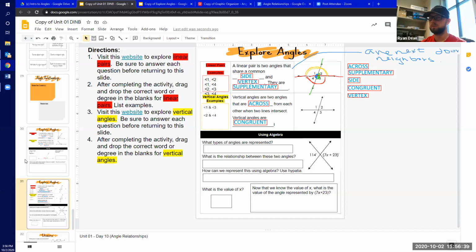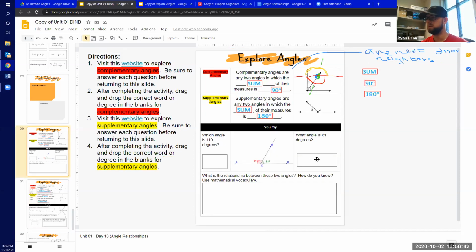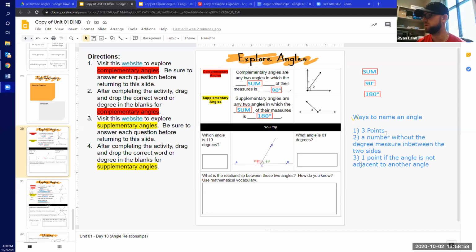All right, so before we get into the math, we're going to come back over here to some easier examples. These right here are more so just naming. Okay, so if it says which angle is 119 degrees, that wants you to name the actual angle itself. Remember with naming angles, there's 3 different ways to do it, and those 3 ways are right here. We do 3 points that make up an angle. So down here, I've got a total of 4 points, so I can definitely use 3.